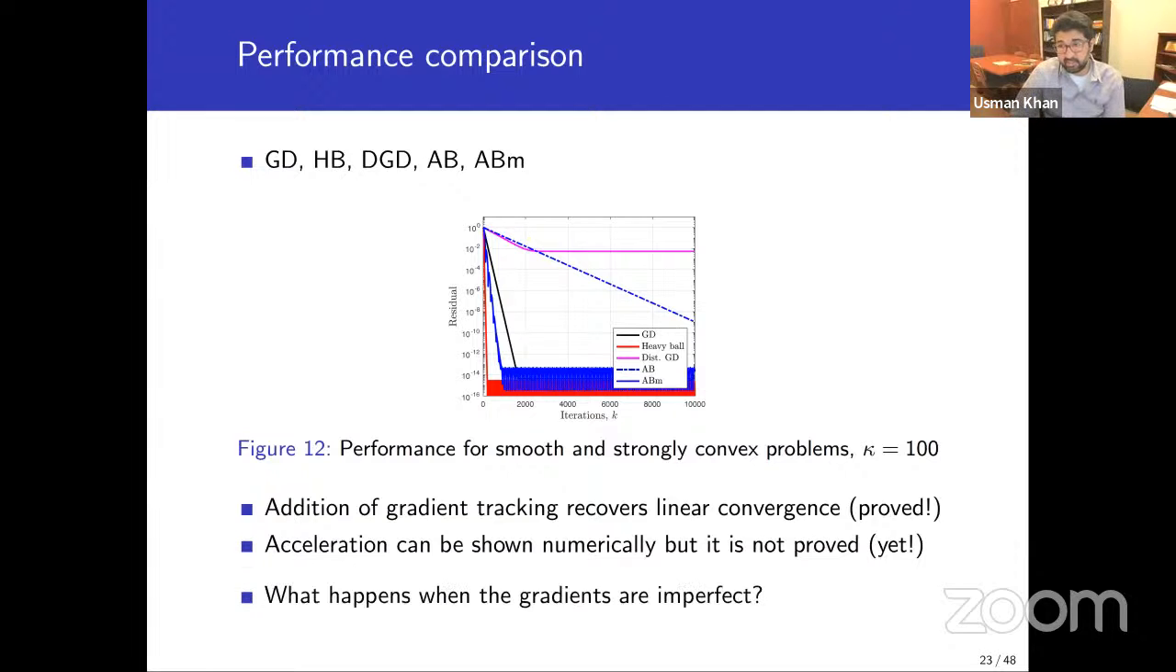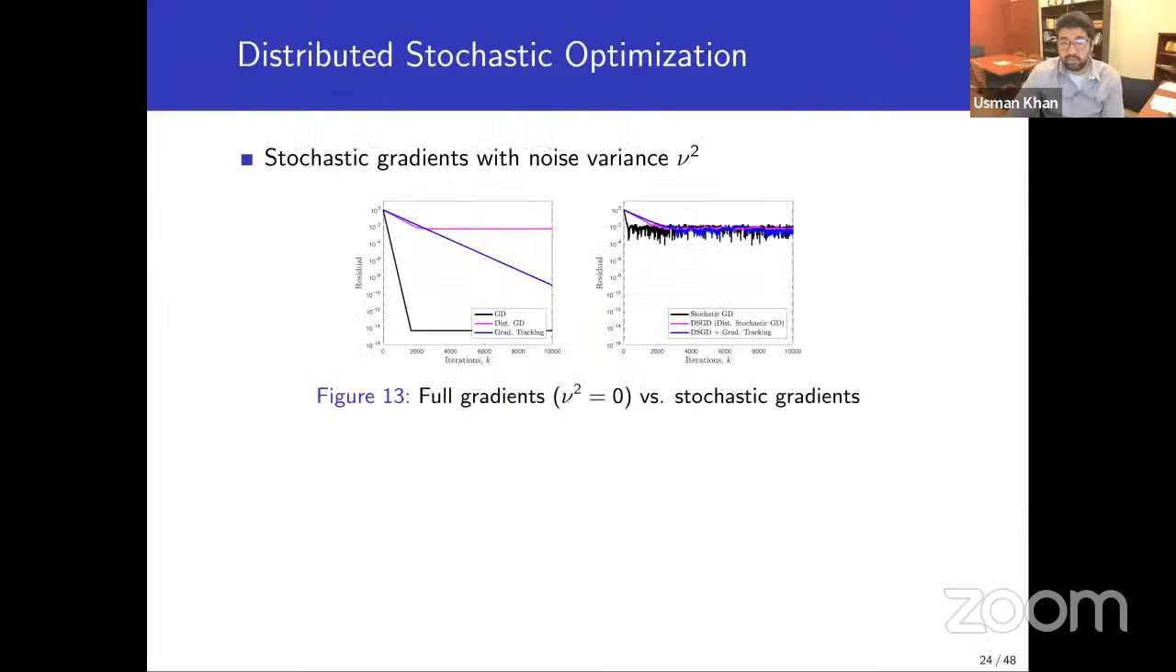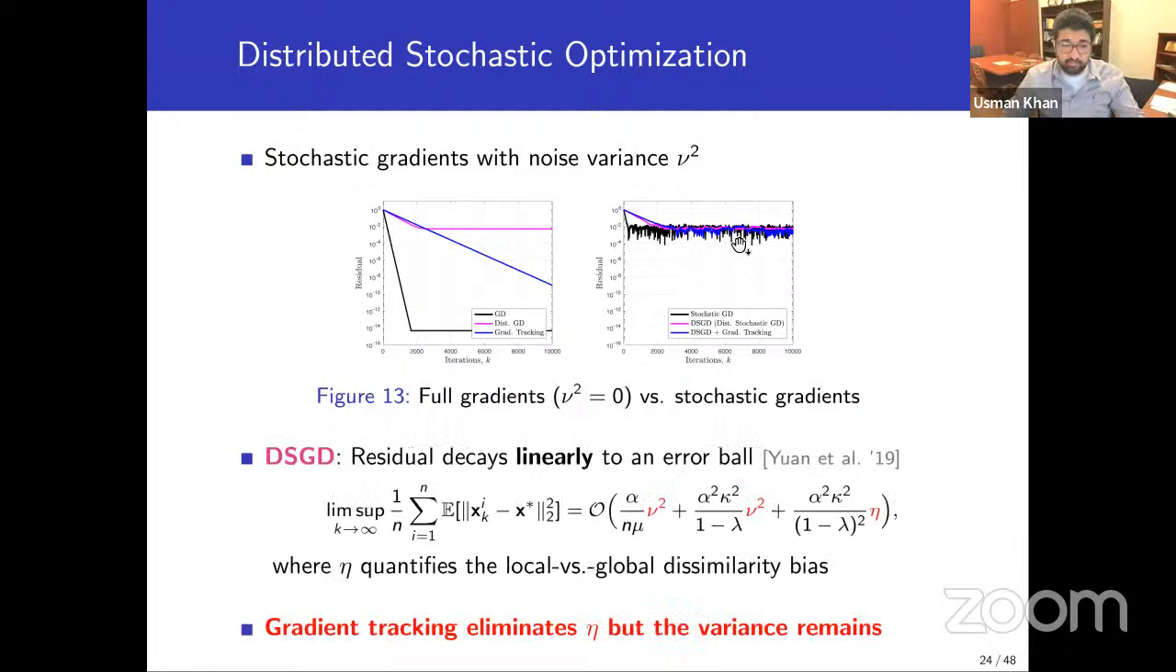What happens when the gradients are imperfect? So now when I implement the gradient in my algorithms, I'm assuming that I know the gradient perfectly. But if the gradients are only known in a stochastic sense, that there is a sample from the gradient distribution with mean zero and variance nu square, then you can see that these nice looking curves where gradient tracking converges linearly, gradient descent converges linearly, they're all lost, and I have a steady state error.